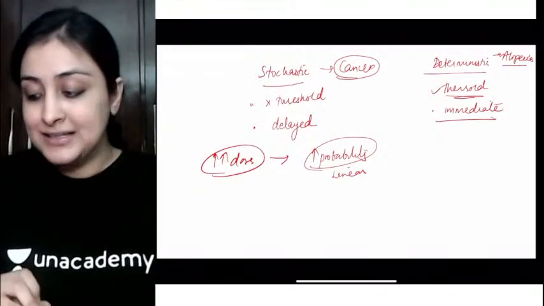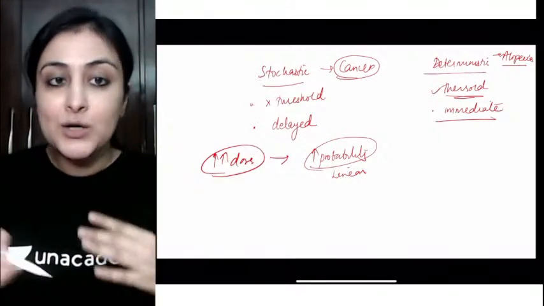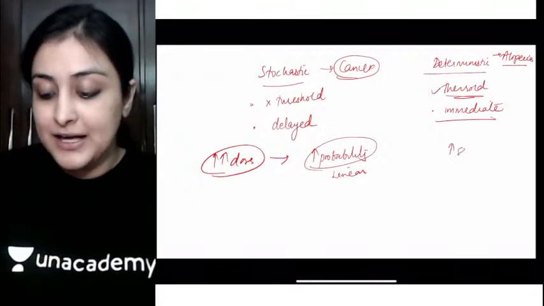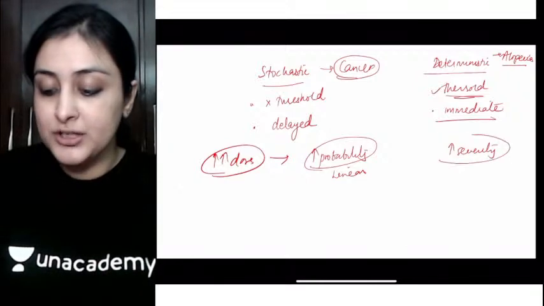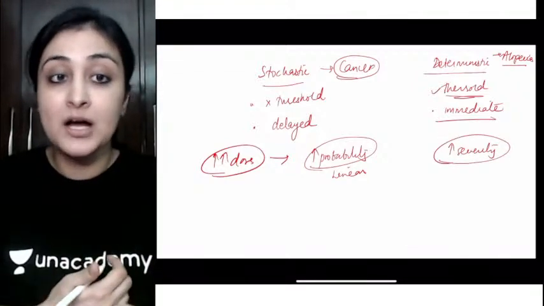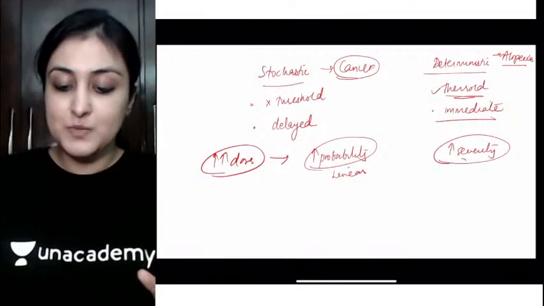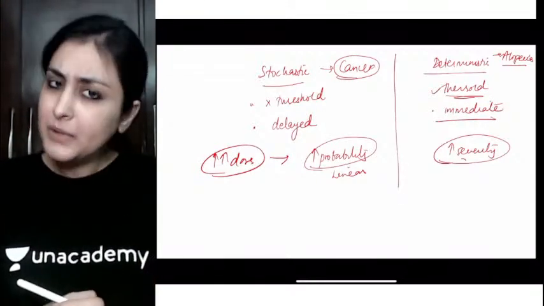Anyway, it was happening once the threshold is crossed. So what will increase as you keep increasing the dose? Can you say that the severity will keep increasing? That the more the dose, the more severe the alopecia, the more severe the erythema. Yeah, so that is the difference between stochastic and deterministic.